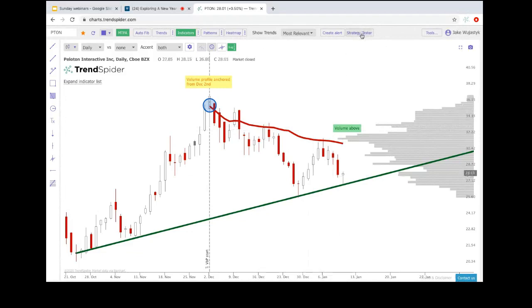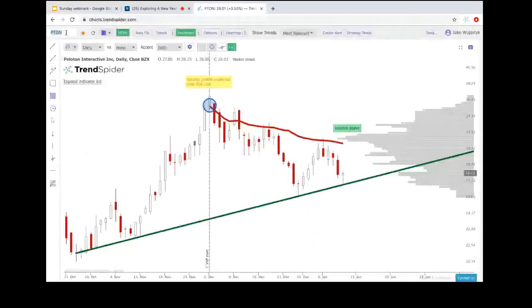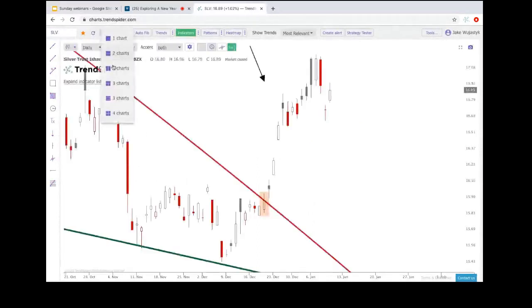You can't use the strategy tester on the anchored volume profile yet, but you could test any other strategy that you wanted to that included price and moving averages and all that. But for me personally, I do like to have a little more historical data before I start making trades on that. One thing that I do want to do is I want to go back to the SLV chart because this is a really cool example of the raindrops again.